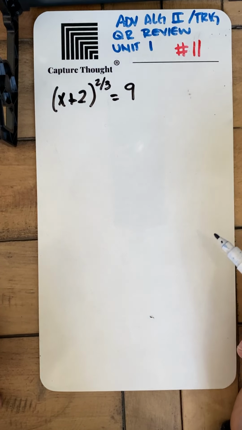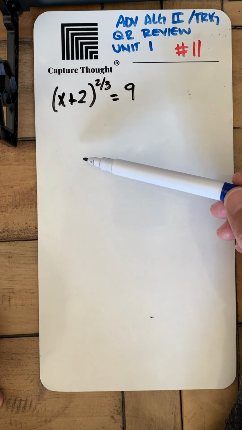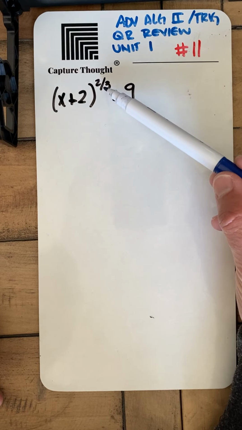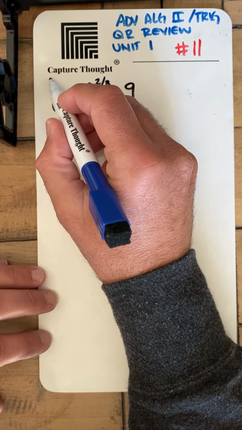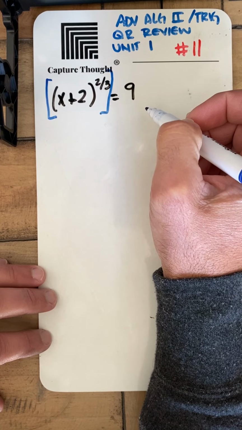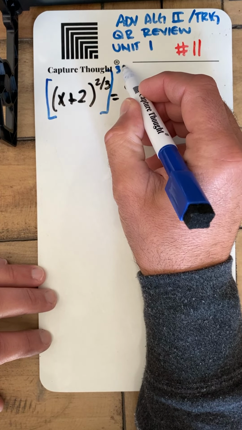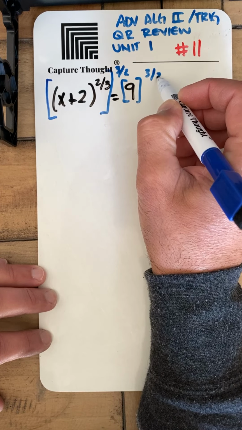All right, number 11 on the QR code review is asking us to solve the rational exponent. (x + 2) to the 2/3 is equal to 9. So the first thing that we're going to do is undo raising something to the 2/3 by raising it to the 3/2. So we're going to raise both sides to the 3/2 power.